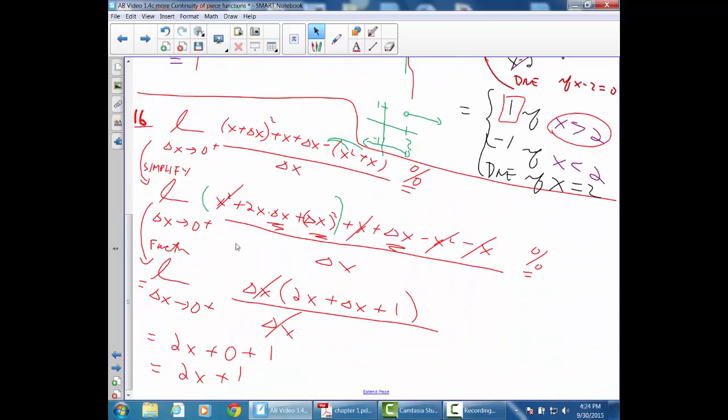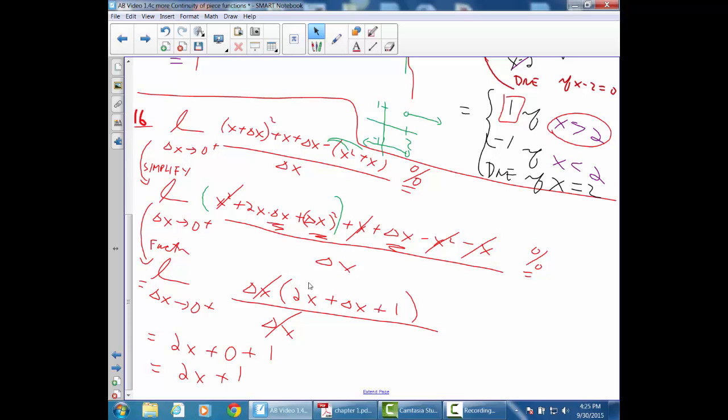Okay, so number 16. Again, it's just a lot of algebra. You have the limit as delta x approaches 0 from the right, which really isn't going to make any difference, of x plus delta x squared plus delta x minus parentheses x squared plus x, all over delta x. So if you did substitute delta x as 0, you'd get x squared plus x, and then plus delta x minus x squared minus x. So the x squares would cancel, and the x's would end up canceling.